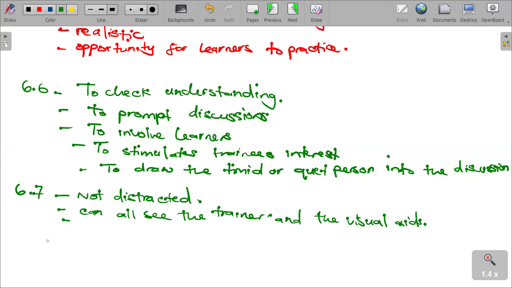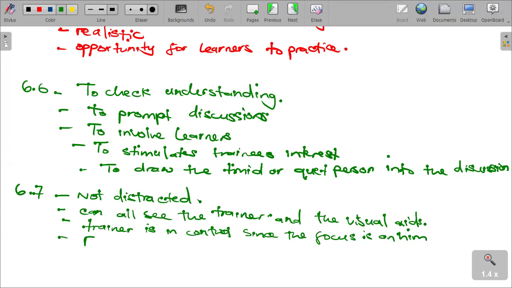And also another advantage of traditional seating: the trainer is in control, since the focus is on him. He's the focal point, so you'll be having full control of the class. And lastly, formal tuition can take place.